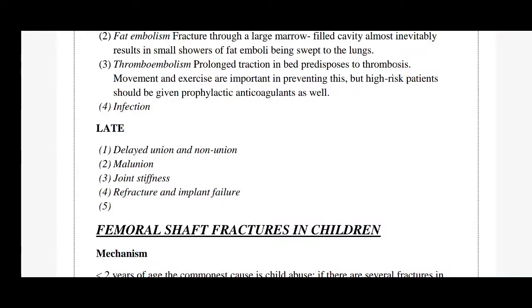Late complications: delayed union and non-union, malunion, joint stiffness, especially of the knee, and refracture and implant failure.